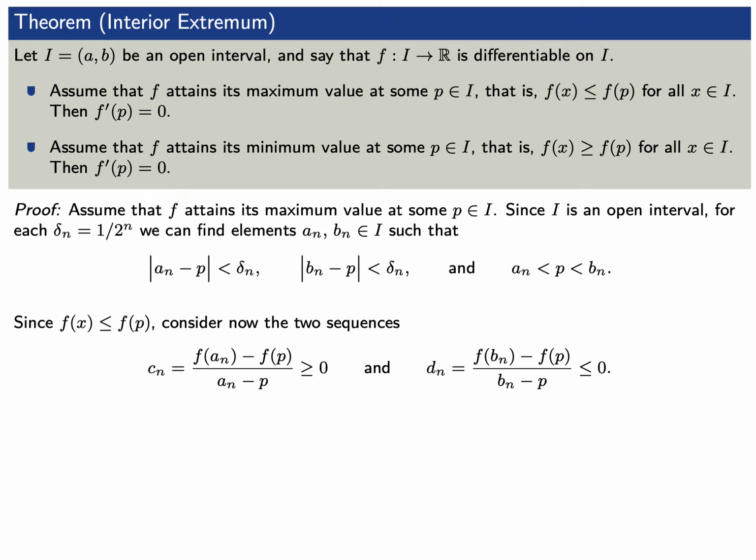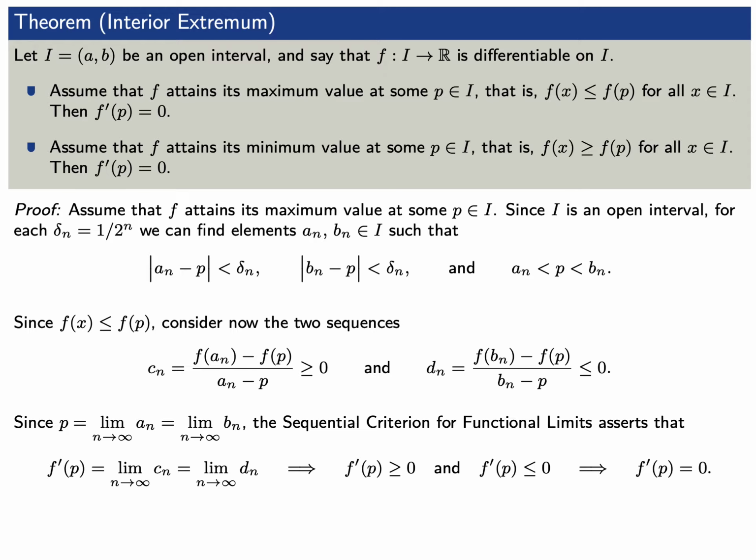Similarly, let's define d sub n as f of b sub n minus f of p divided by b sub n minus p. Again, the numerator is less than or equal to 0, but the denominator is greater than or equal to 0 because b sub n is greater than p. This means that d sub n is less than or equal to 0.